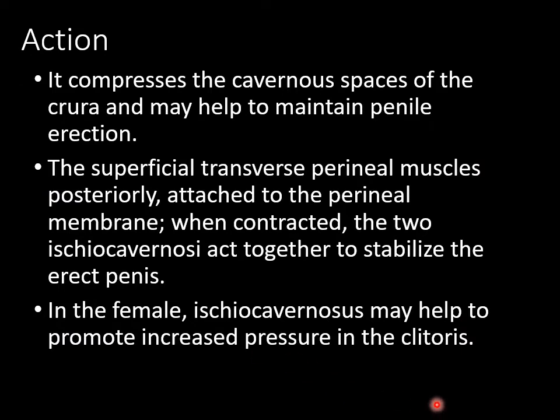So this is the action. The action of this ischiocavernosus is that it compresses the cavernous spaces of the crura and may help to maintain penile erection. And then the superficial transverse perineal muscles, they are present posteriorly. They are attached to the perineal membrane superiorly, and when contracted, the two ischiocavernosi act together to stabilize the erect penis during sexual intercourse. In the female, the ischiocavernosus may help to promote increased pressure in the clitoris.